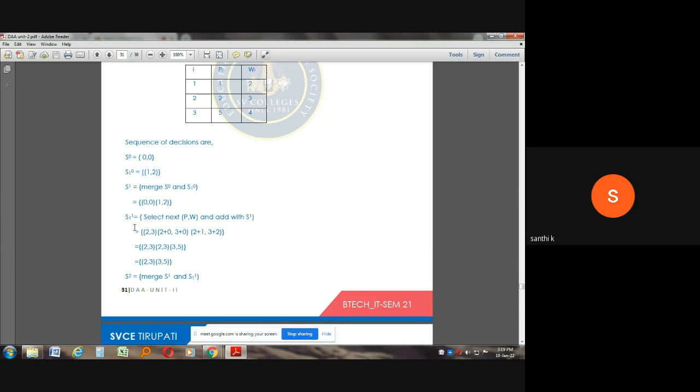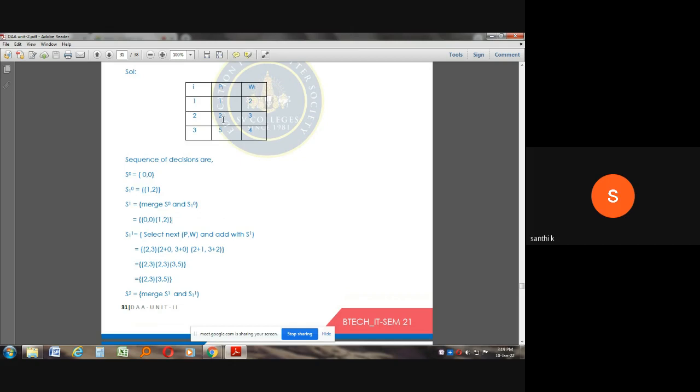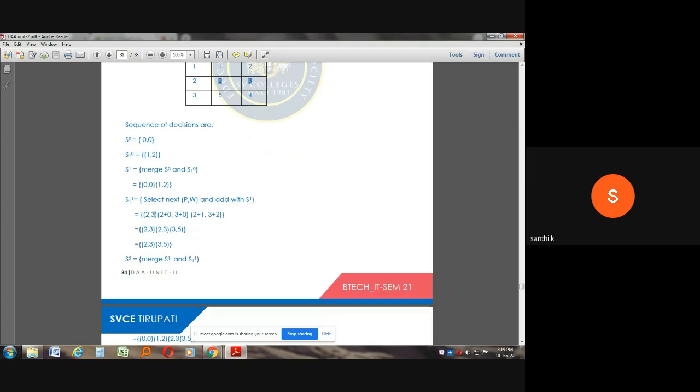Now we have to calculate S1^1. Now we are placing the next object. What is the next object? (P, W) that is (2, 3). So you have to place that object into the knapsack. Adding (2, 3) to (0, 0) gives 0 plus 2, 2 and 3 plus 0, 3. And we have one more ordered pair (1, 2). For this also we have to add (2, 3). So 2 plus 1, 3 plus 2. So we will get (2, 3), (3, 5).